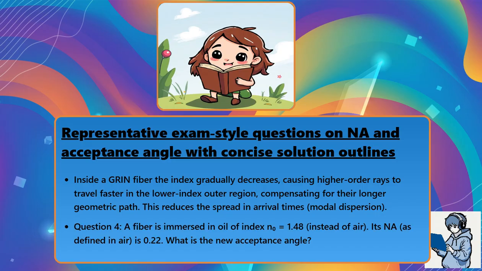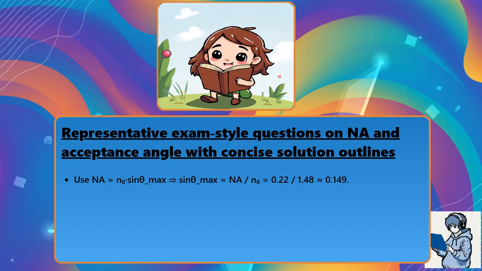Question 4. A fiber is immersed in oil of index n₀ = 1.48 instead of air. Its NA as defined in air is 0.22. What is the new acceptance angle? Use NA = n₀ sin θ_max. So sin θ_max = NA/n₀ = 0.22/1.48, approximately 0.149. θ_max = arcsin(0.149), approximately 8.6 degrees.